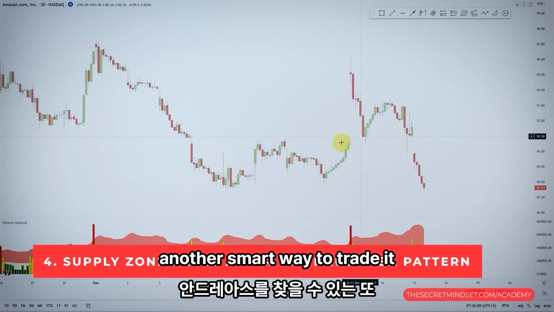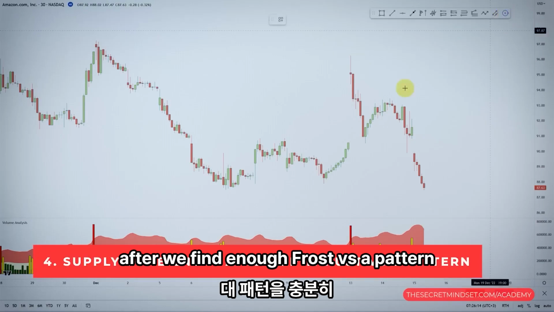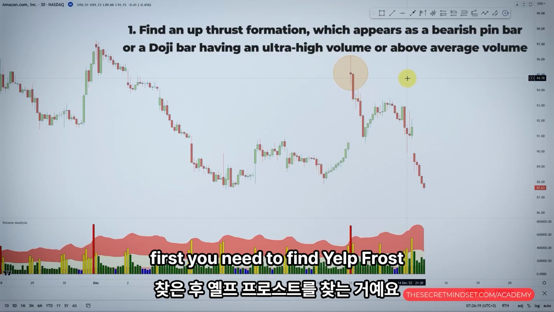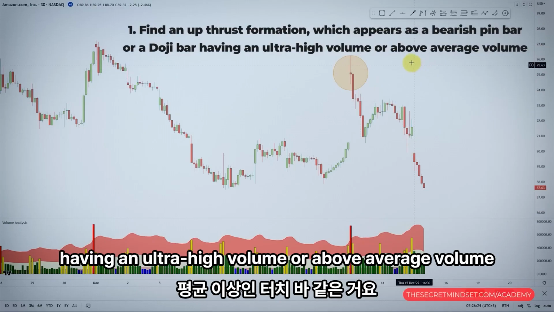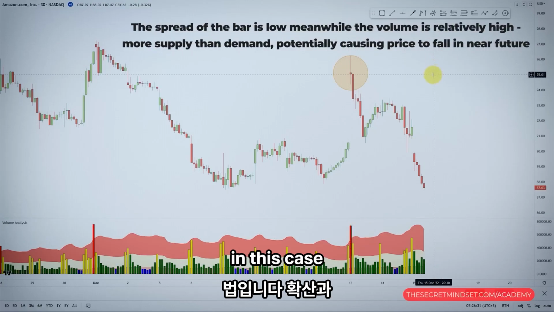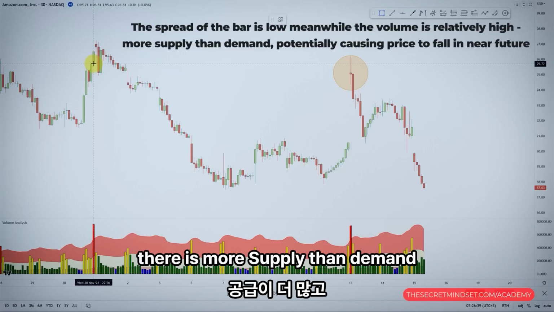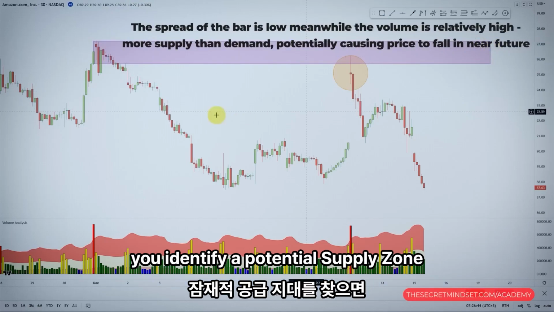Another smart way to trade is to find entries at supply zones after you find an up thrust VSA pattern. First, you need to find the up thrust, which appears as a bearish pin bar or a doji bar having an ultra-high volume or above average volume. The spread of the up thrust candle is low, while the volume is relatively high. In this case, there is a disagreement between spread and volume, which signifies that there is more supply than demand, potentially causing price to fall in the near future.